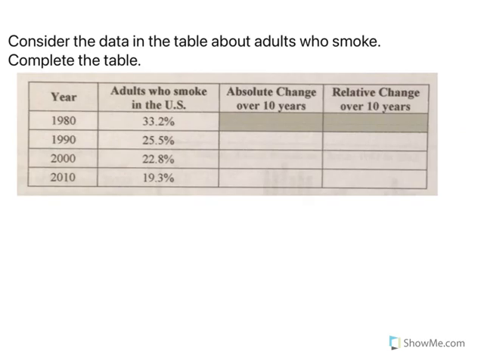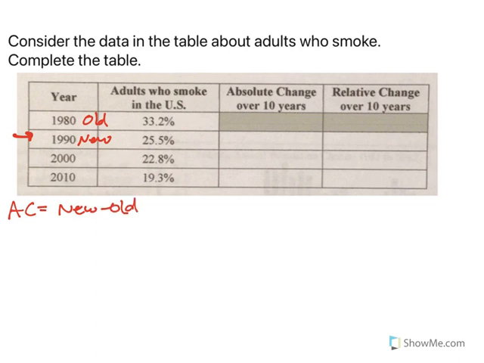Let us practice the absolute and relative change of percentages. So we have a table. We are given the percentage of adults who smoke over 10-year periods. Let's look at 1990, which would be our new value, and then 1980 would be the reference, right? That's the old. Absolute change is found by taking new minus old, final minus initial.